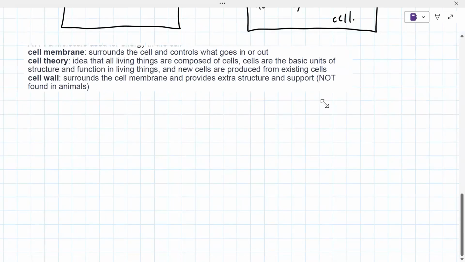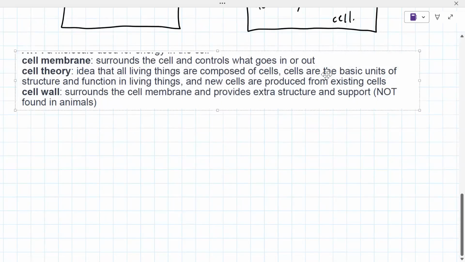Okay, so let's look at this. A cell membrane surrounds the cell and controls what goes in or out of it.